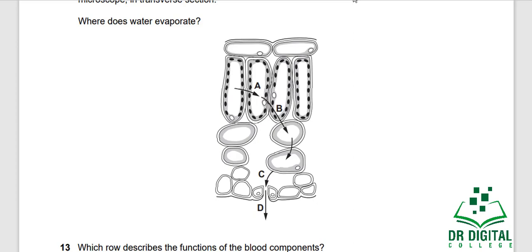D is the transpiration, because water is already in the form of water vapors in air spaces, and from more water vapors to less water vapors, it is moving by transpiration. So D is transpiration, C is evaporation. That is the correct answer for question 12, and A and B are simply osmosis.